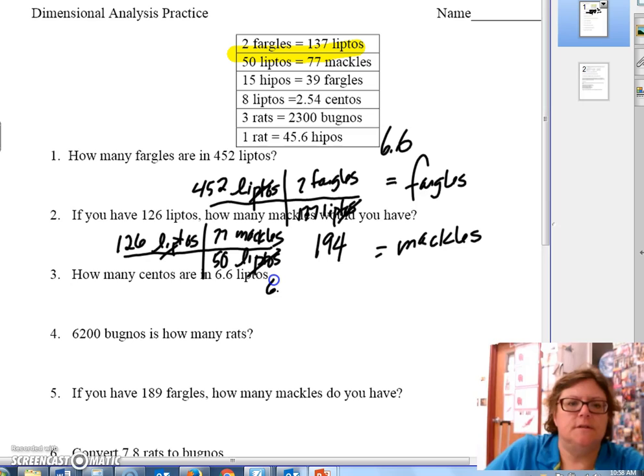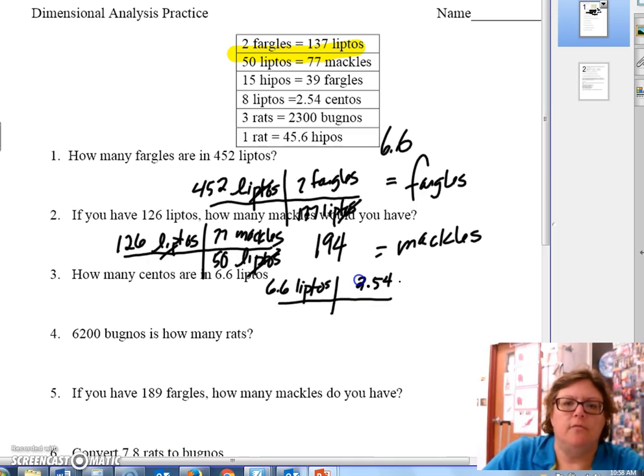Next we have 6.6 Liptos, and we want to go to Centos. And there are 2.54 Centos for 8 Liptos.